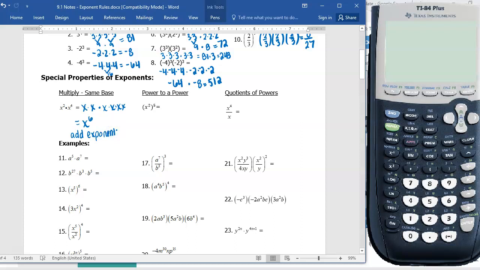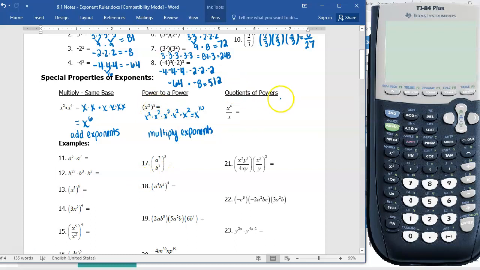Okay? If I have x squared to the 5th, then that means x squared times x squared times x squared times x squared times x squared, which would be x to the 10th if I add all those 2's together. That's also 2 times 5, so we can multiply exponents whenever we have a power to a power.